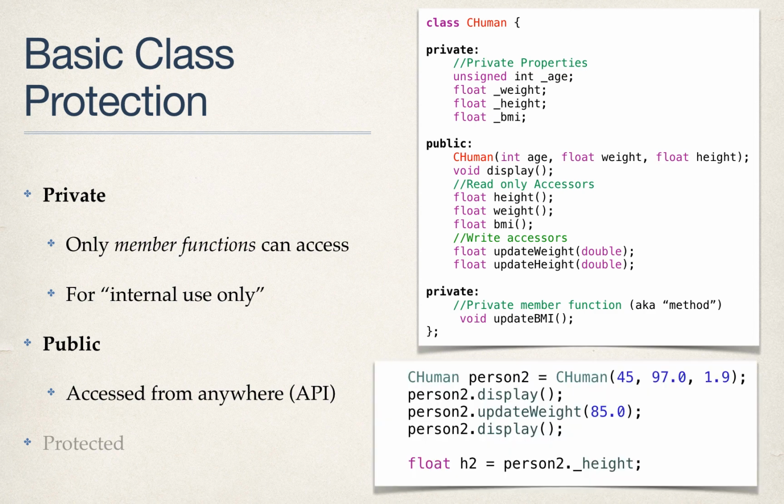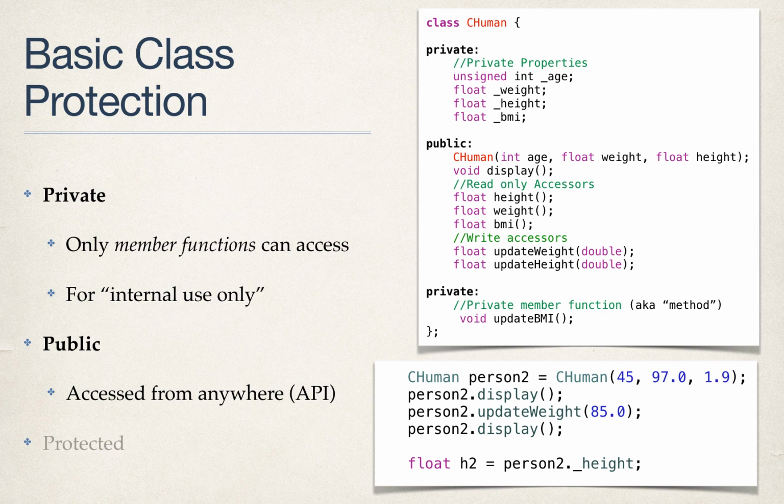So how will we create one and use one? Well, the data type is the class name. So person2 equals CHuman brackets 4597, 1.9. Now there's no other way to create a CHuman because I have written one constructor that insists on having 3 parameters, an int, float, float. Okay, so that solves the initialization problem and has also called update BMI to get an up-to-date value.